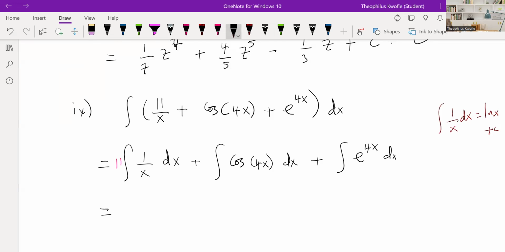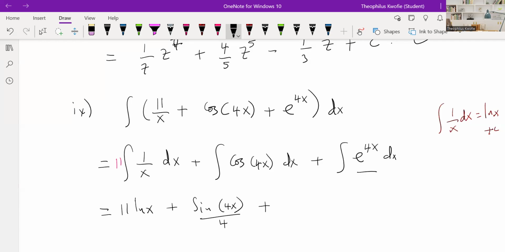Then we know that the integral of 1 over x is ln x. So in that case, you're going to have 11 ln x. Then I ask myself, what function do I differentiate such that I get cosine? And that is sine. So we get sine of 4x. Then I have to divide this by the coefficient of x, and that is 4. Good.